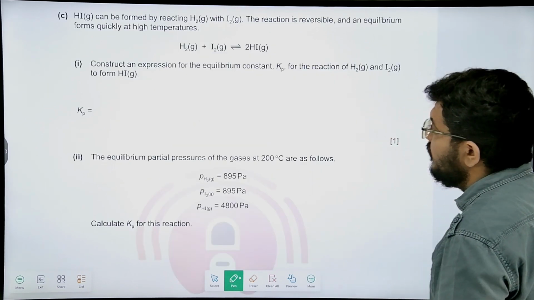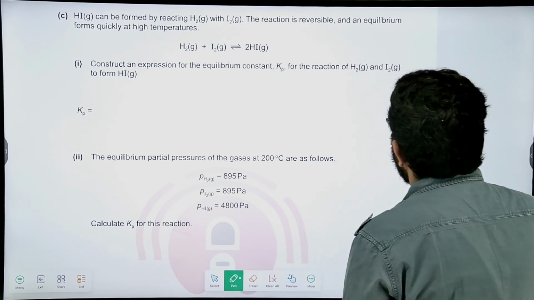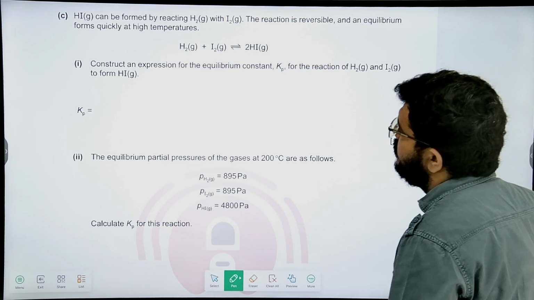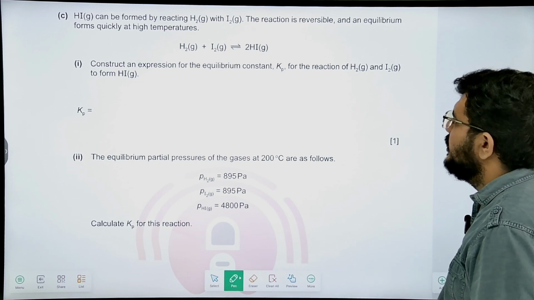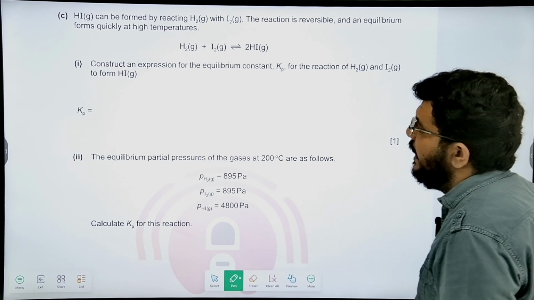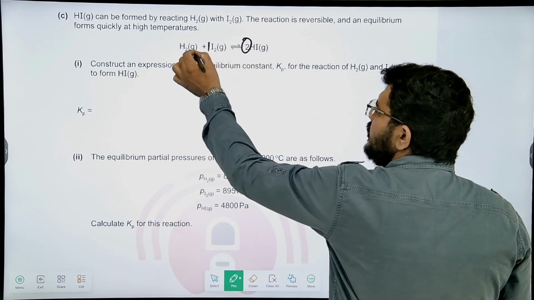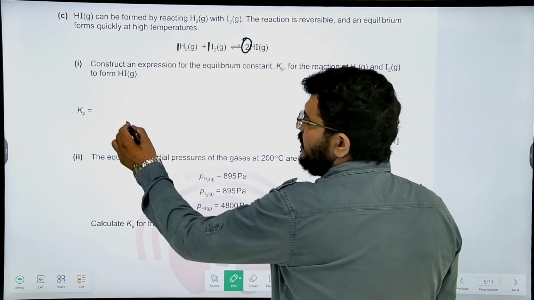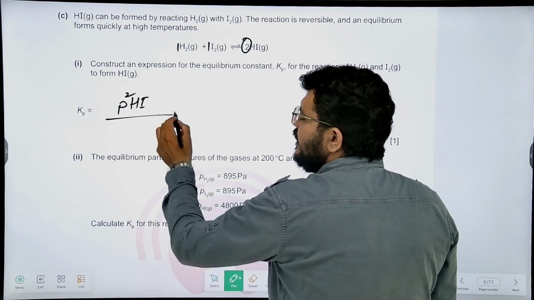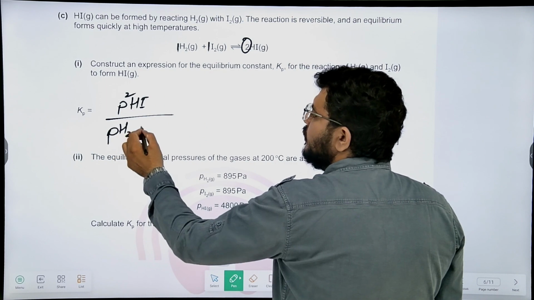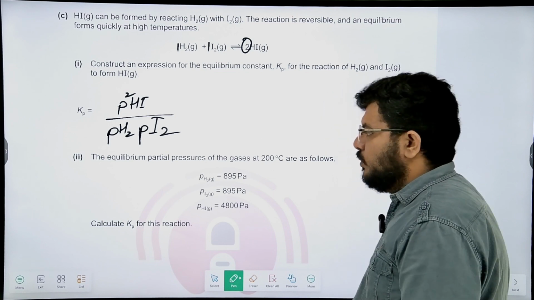Then HI gas can be formed by reacting H2 gas with I2 gas. The reaction is reversible and an equilibrium forms quickly at higher temperatures. Construct an expression for the equilibrium constant Kp for the reaction of H2 and I2 to form HI gas. Now we'll have to consider stoichiometric ratios over here. This is 1 and this is 1. So Kp is the partial pressure of HI whole squared, and the partial pressure of H2 multiplied by the partial pressure of I2, right? This will be the equation.